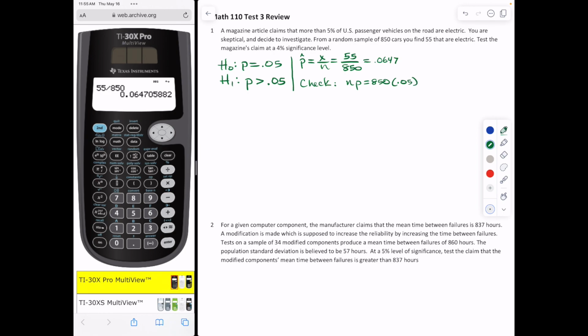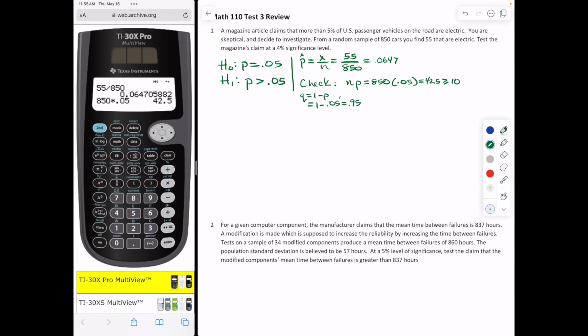Okay, and so on the calculator, 850 times 0.05 is 42.5. That's obviously greater than or equal to 10. And while I'm at it, Q is 1 minus P. So Q will be 1 minus 0.05. And of course, that's going to be 0.95.